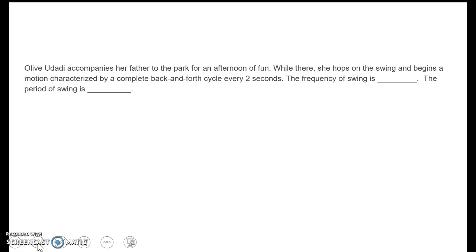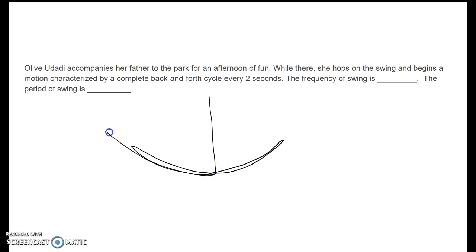Let's look at another one. Ivy accompanies her father to the park for an afternoon of fun. While there, she hops onto the swing and begins a motion characterized by a complete back and forth cycle every 2 seconds. So she's on the swing. She goes back and forth and back again every 2 seconds. So from her rest point, back and forth and back again every 2 seconds to do that.